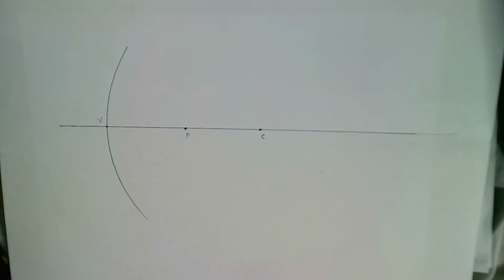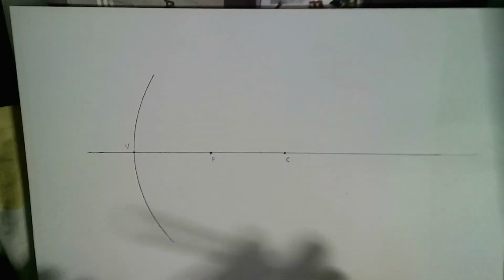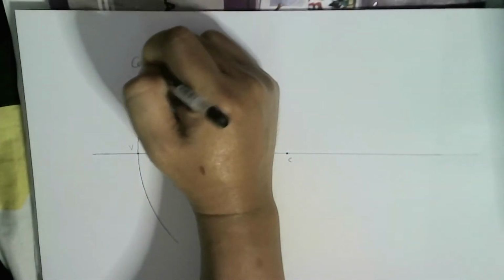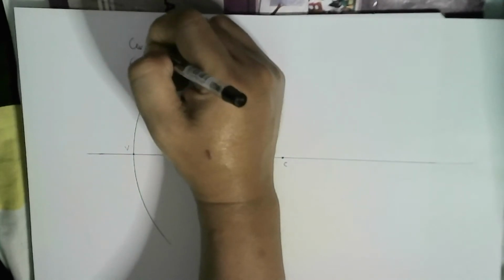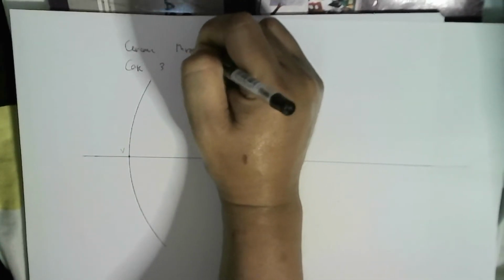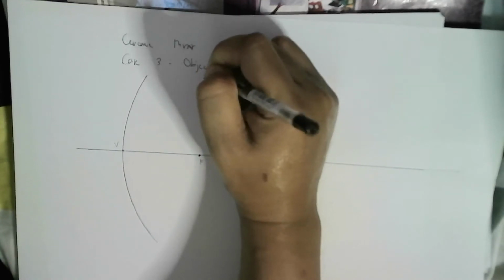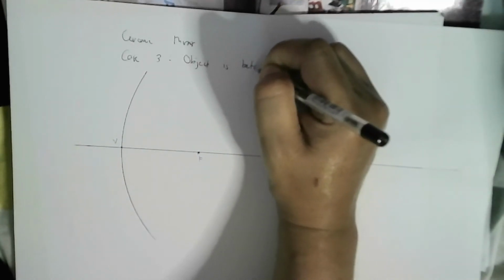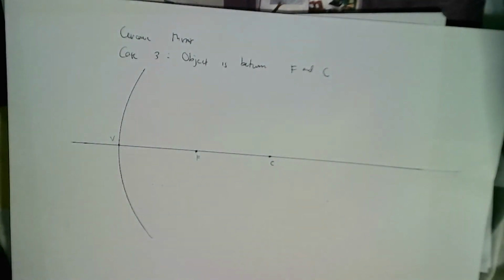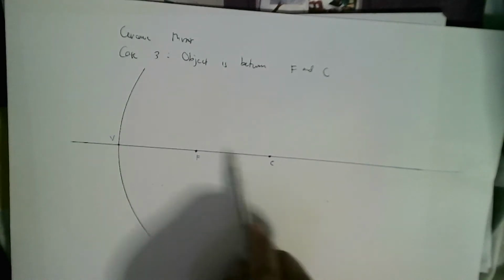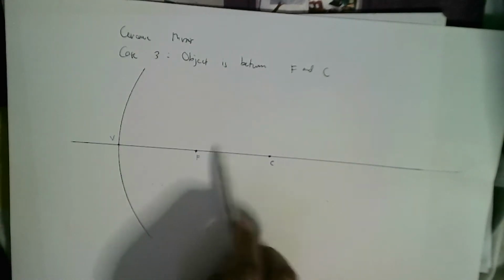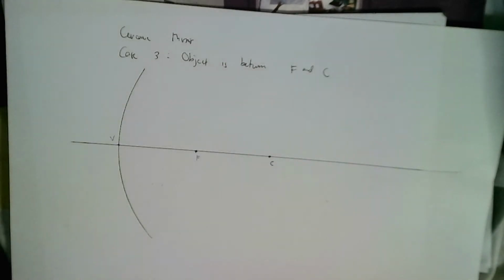Okay, so now after that you have to choose a case. You have to do 5 cases. In this case, for just an example, I'll choose just one of the cases, which is case number 3. So this is concave mirror case 3, and that case is when the object is between F and C, between the center of curvature and the focus. So somewhere between, somewhere here, maybe here, maybe here, as long as it's in between the two.